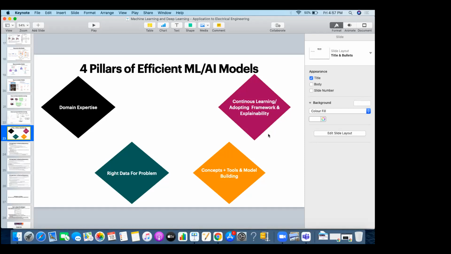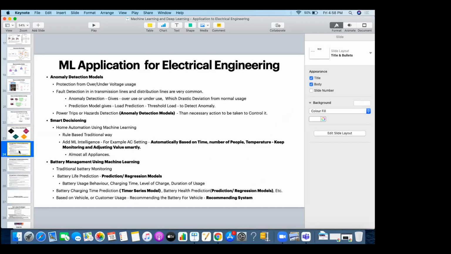So those kinds of models are explainable AI. And the recent trend is actually in the fourth pillar. Most people are doing research in the fourth pillar, adding continuous learning and explainability. These are the four pillars of the models. So far I have covered the basics of what machine learning and deep learning are, and the key pillars. Now we'll discuss how we should apply them in electrical engineering.